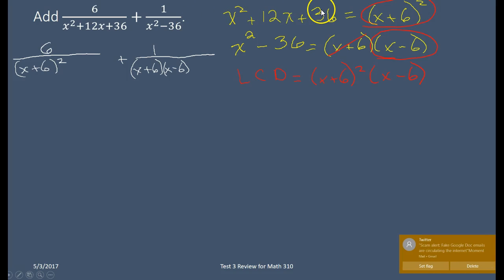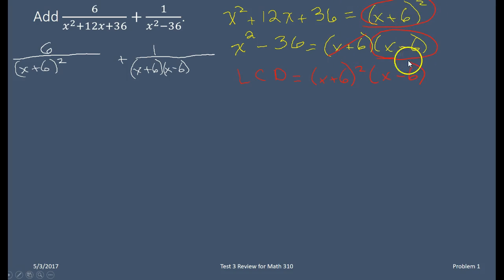Here's the first denominator. It factors to x plus 6 squared. The second denominator is the difference of squares, which factors to x plus 6 times x minus 6. To find the common denominator, we look for unique occurrences when we compare the two denominators. For instance, x plus 6 shows up here and here, but this one has the highest exponent, so we circle it and cross out the other one.